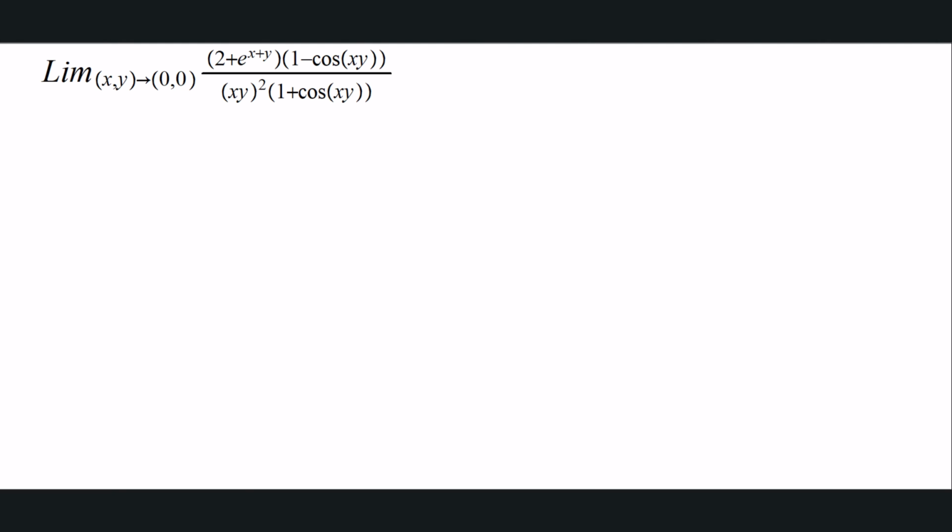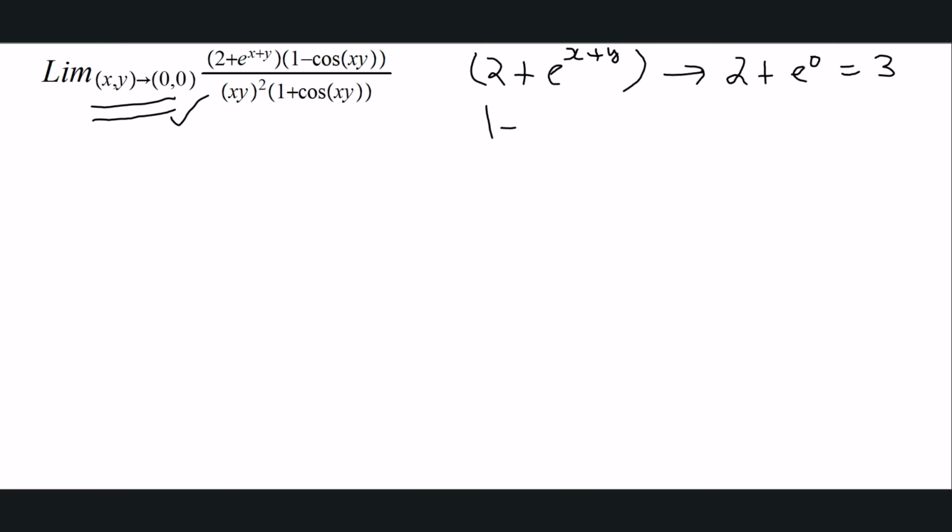So we are going to attempt to obtain the limit here, and notice this. Let's look at all the ingredients. If you look at 2 to the power e to the power x plus y, then as x, y go to 0, 0, this will go to 2 plus e to the 0, that is 3. And 1 minus cosine xy will go to 1 minus cosine of 0, and that is going to be 1 minus 1, that is 0.